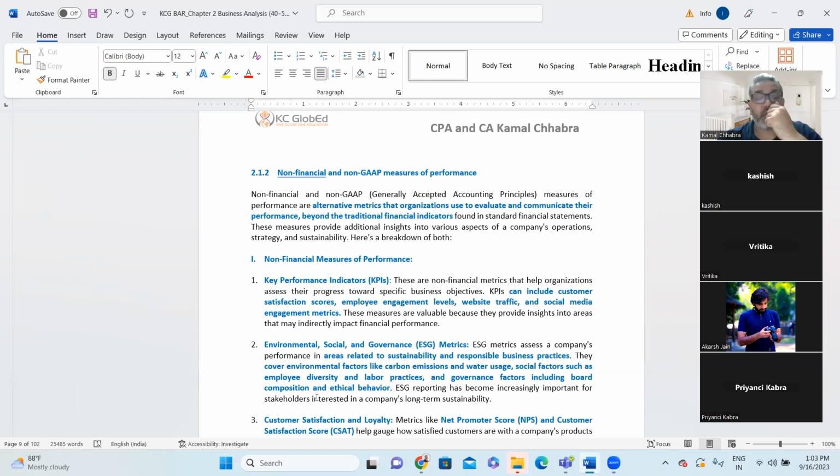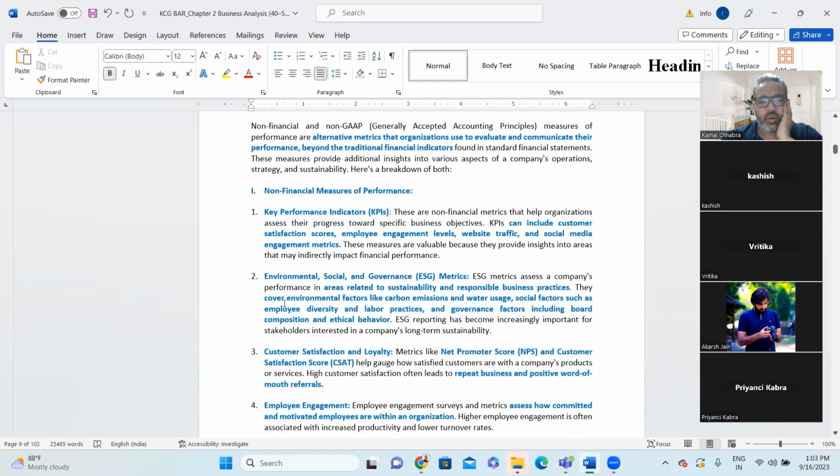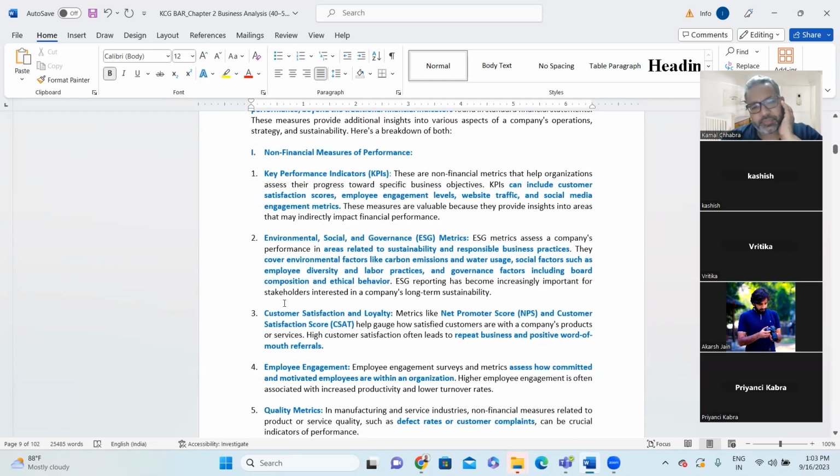First, we are discussing non-financial measures. Then second, we'll discuss non-GAAP measures. So first, we are discussing non-financial measures. Non-financial measures include key performance indicators, right?